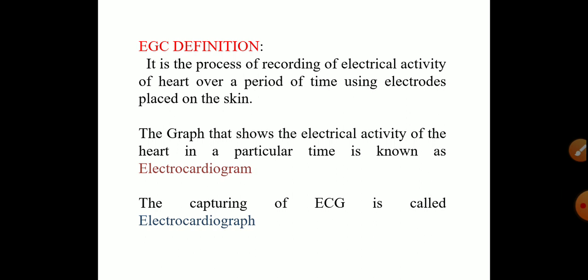First, definition of ECG. It is the process of recording of electrical activity of heart over a period of time using electrodes placed on the skin. As in EEG, that is electroencephalogram, the brain's electrical activity is recorded. Here the electrical activity of the heart is recorded over a period of time using the electrodes placed on the skin. The graph that shows the electrical activity of the heart in a particular time is known as electrocardiogram. The capturing of the ECG is called electrocardiograph.